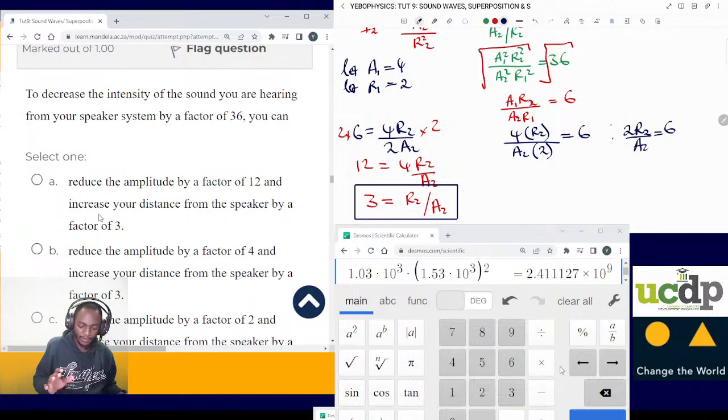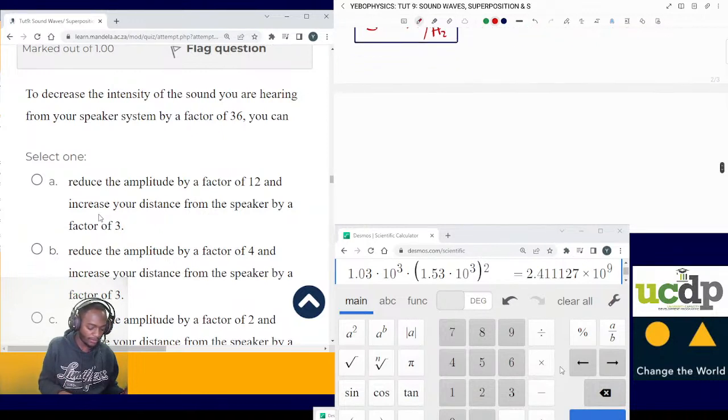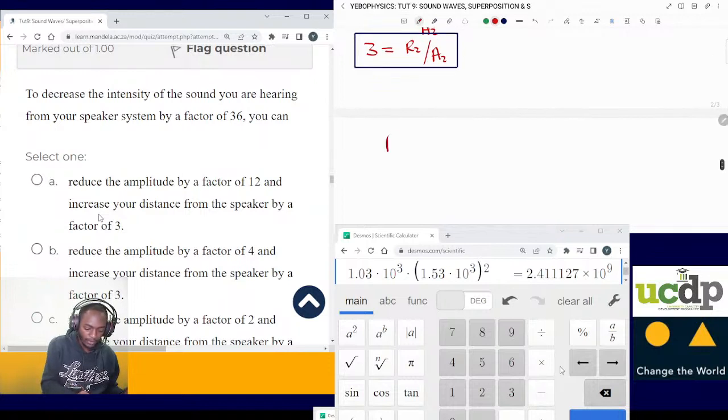So this becomes our simplified equation. We've just simplified the maths to find the equation that we can use to test all the possible solutions that we have. So we have R2 over A2 equals 3.